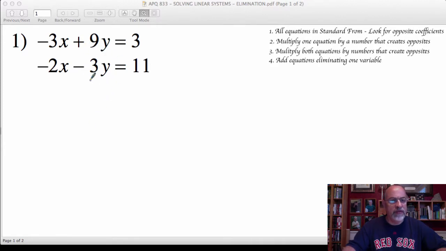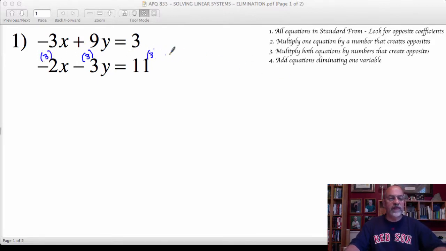If we take a look at our y variables, the number 3 here, 3, 6, 9, 9 is a multiple of 3. So all I have to do is multiply this 3 by a number that will give me 9, multiplying by 3. And because the signs are already opposites, all I need to do is multiply this second equation by the number 3. Because if I multiply this by 3, I'm going to have a -9y, which is the opposite of +9y. So because 9 is a multiple of 3, I just need to multiply this one equation by the number 3 to create my opposites.